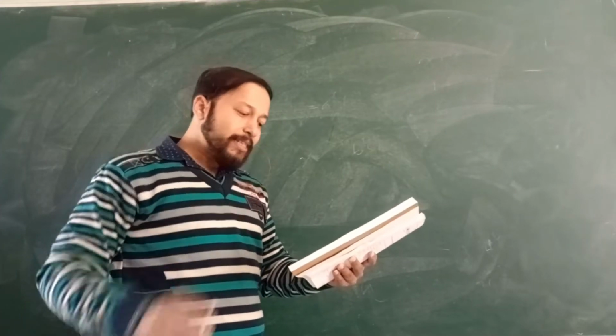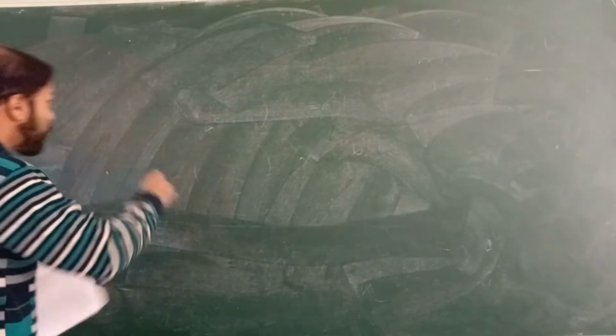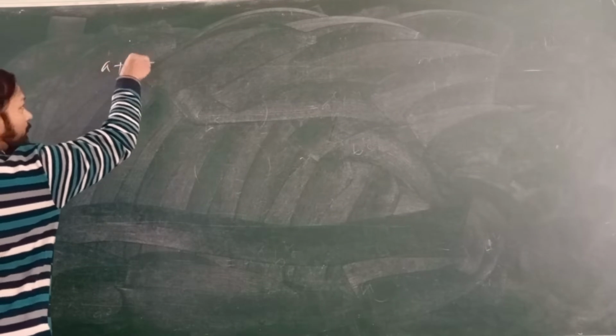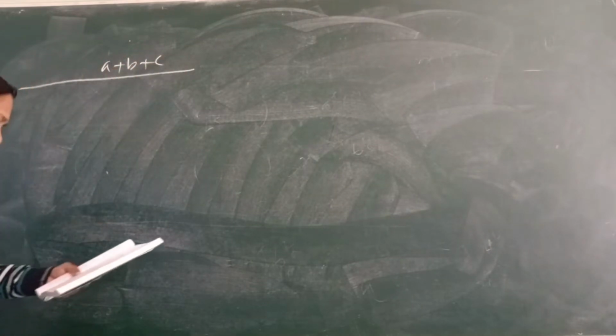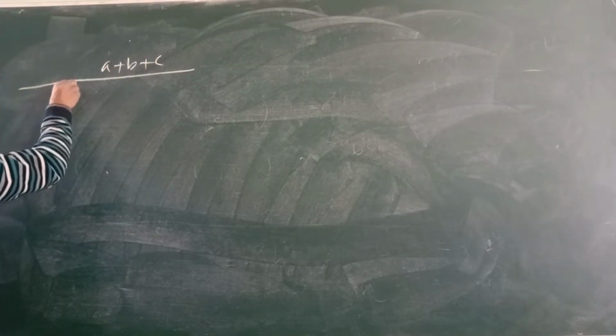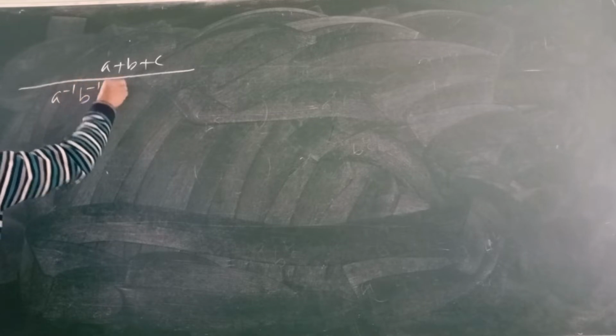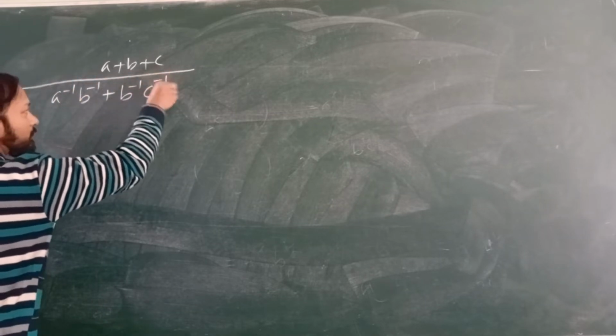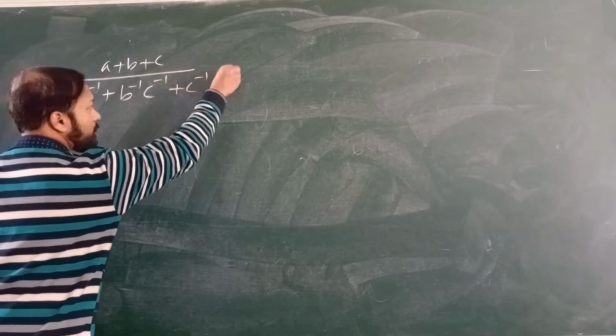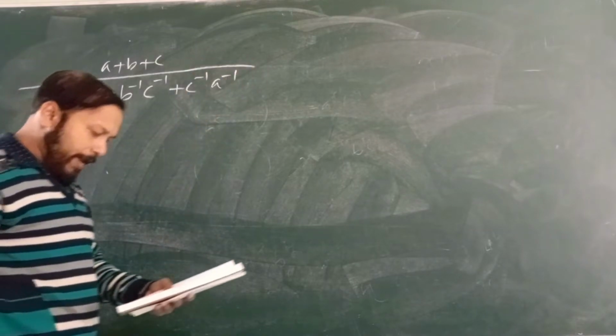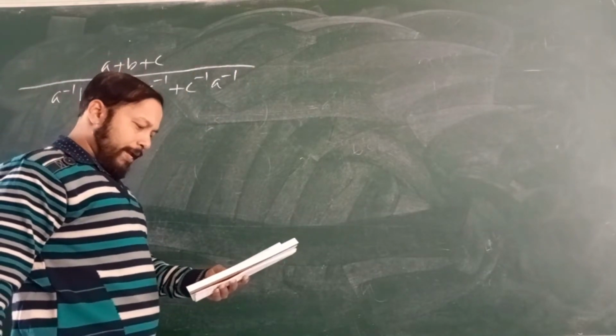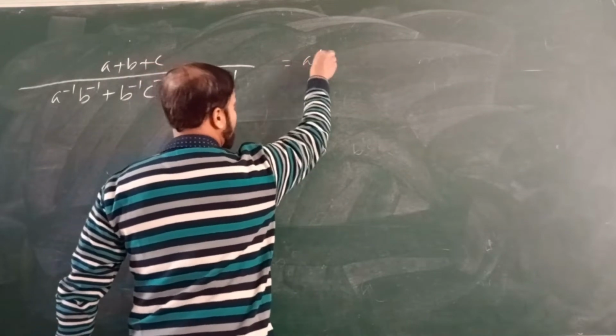Next sum. The next sum is a plus b plus c. Let me write the question. A plus b plus c by a to the power minus 1, b to the power minus 1 plus, equal to, we have to show abc.